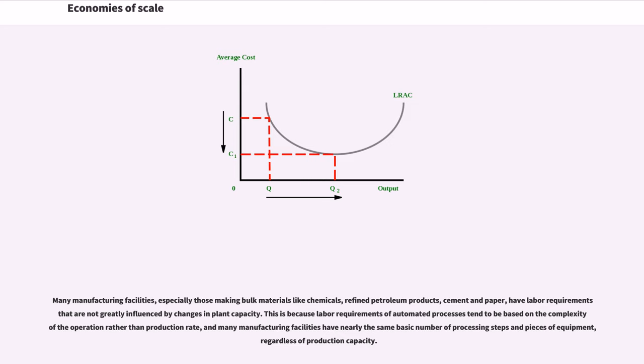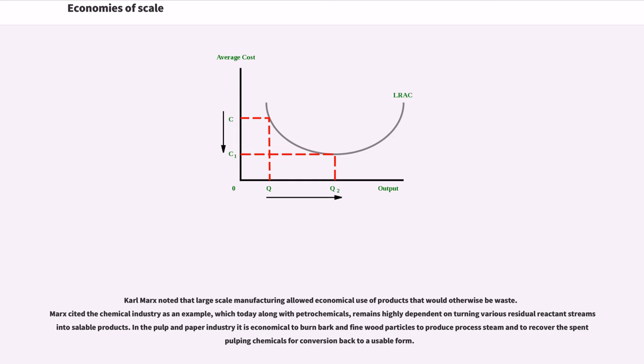This is because labor requirements of automated processes tend to be based on the complexity of the operation rather than production rate. And many manufacturing facilities have nearly the same basic number of processing steps and pieces of equipment, regardless of production capacity. Karl Marx noted that large-scale manufacturing allowed economical use of products that would otherwise be waste. Marx cited the chemical industry as an example, which today, along with petrochemicals, remains highly dependent on turning various residual reactant streams into saleable products.